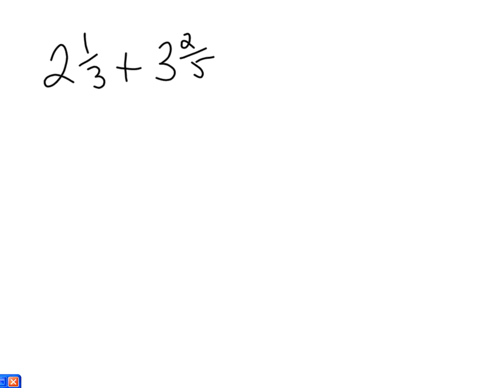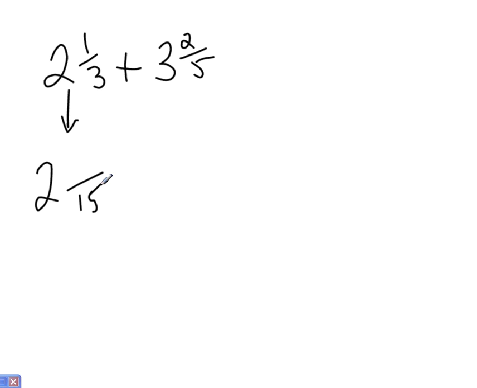So the way in which to do that is we can rename these so they have 15ths on the bottom, because 3 and 5 both go into 15. 15 would be the lowest common denominator. There are a couple of ways in which we can do this. We can, first of all, start by saying that this really is 2 and something over 15.